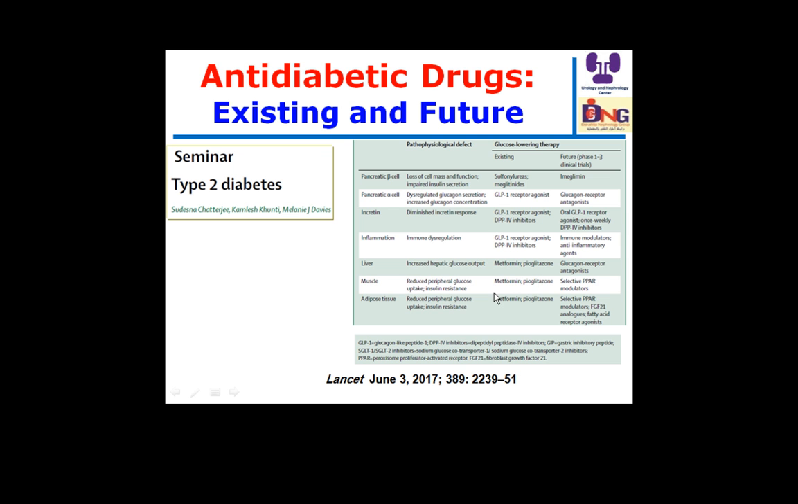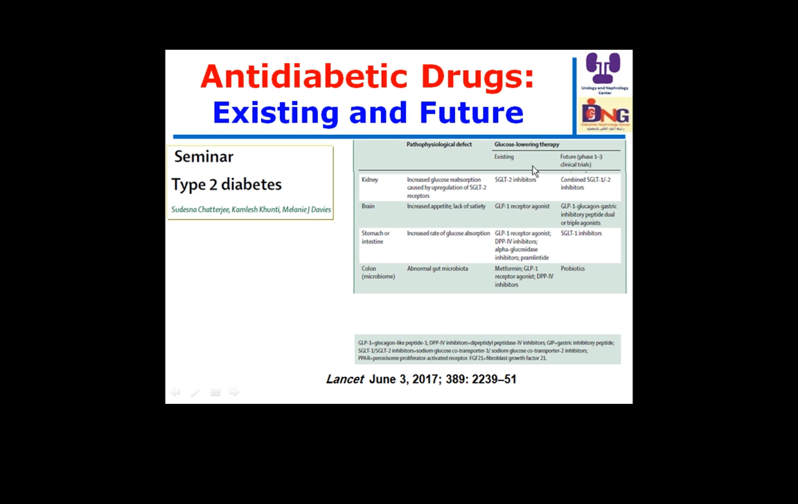In the muscle, metformin and ibuglitazone reduce the peripheral glucose uptake defect. This is a pathophysiology that is ameliorated by metformin and ibuglitazone, insulin sensitizers, and selective PPAR modulators in the future. Adipose tissue, metformin and ibuglitazone, and we are waiting for the evaluation of PPAR, FGF21 analogs, fatty acid receptor agonists. For the kidney, sodium glucose cotransporter 2 inhibitors are approved, and we are waiting for the combined inhibitors of sodium glucose cotransporter 1 and 2. For the brain, GLP-1 receptor agonists act on appetite, and here GLP-1 glucagon gastric inhibitory peptide dual and triple therapy.